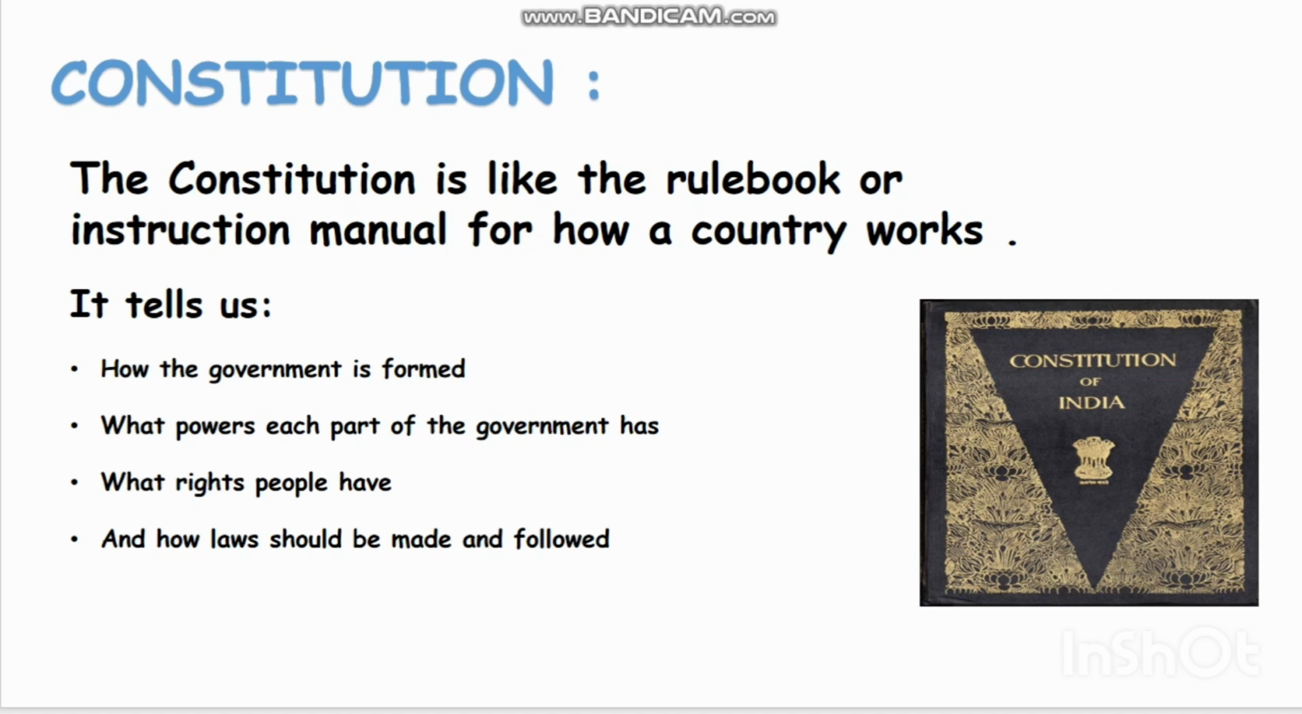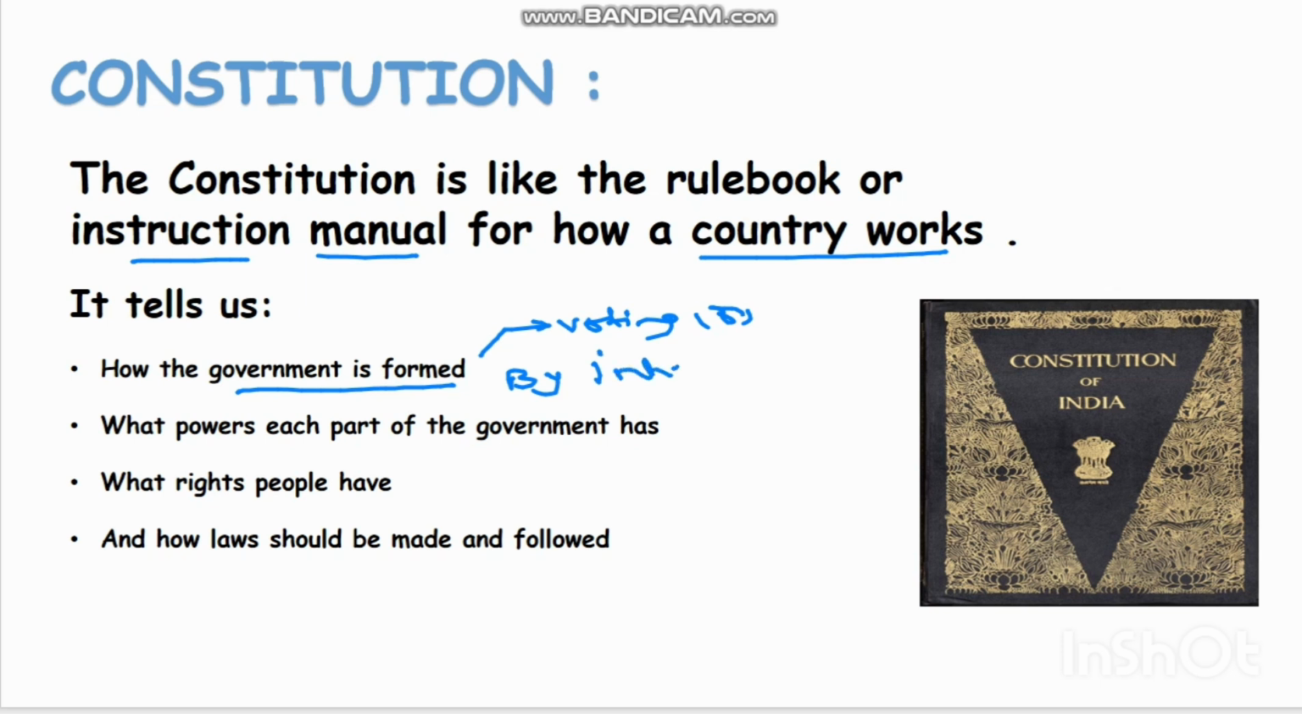Constitution is nothing but a rule book or instruction manual for how a country works. It tells us how the government is formed, whether by voting or by inheritance, which was followed during the king's time. Even in some countries like Arab countries, there is a method of inheritance of choosing the executive. It also tells what powers each part of the government has.